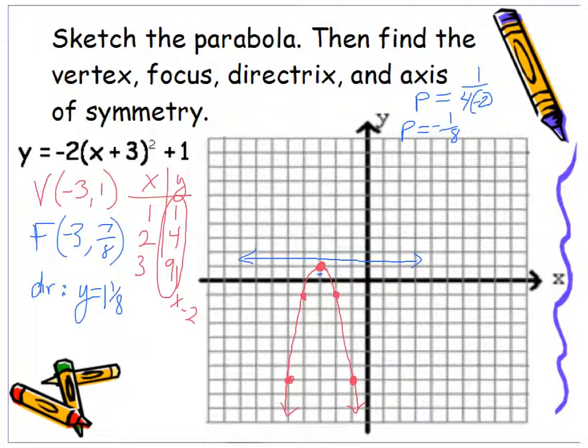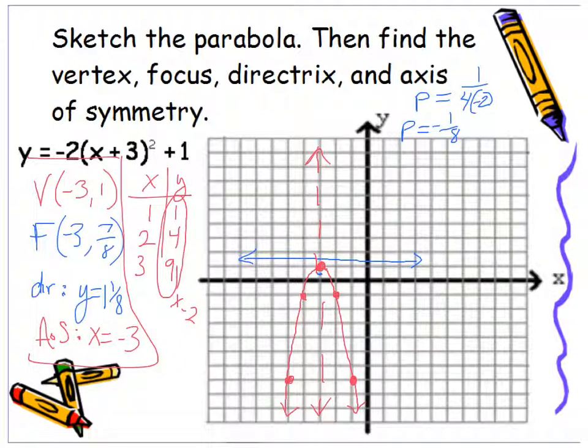And then my last thing is my axis of symmetry, which is a vertical line. We usually dash that. It's just hard to show on this graph here. We dash the axis of symmetry. It's a vertical line, crosses at -3. And those are our 4 things we're finding.